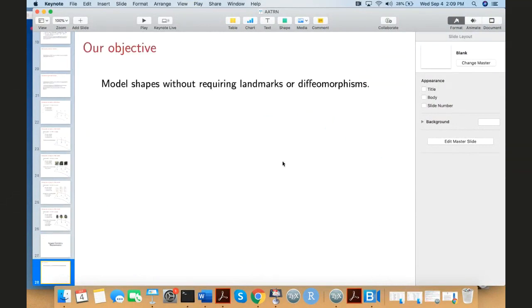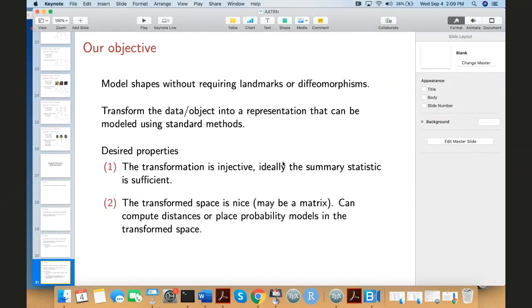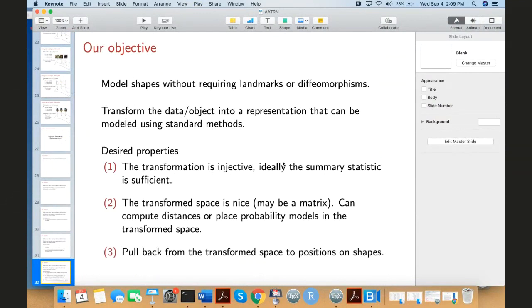Now, first, one thing we're going to want to do is, can we model shapes without requiring landmarks or diffeomorphisms? And the answer is we can, but we'll talk about how we do that. And the idea is we're going to transform the data or the object into a representation that can be modeled using standard methods. We want this transformation to be injective. The transform space should be nice, maybe a matrix, maybe something usable. And we're going to talk about this towards the end of this first section, which is I want to be able to pull back from the transform space back into my original space, and you'll see why. That involves some analyses and interpretation.